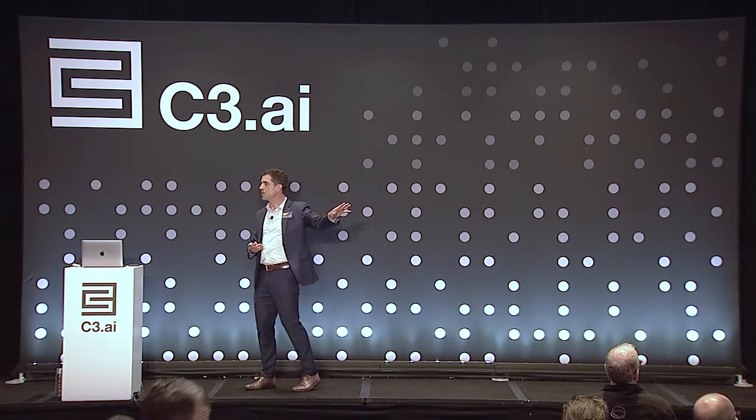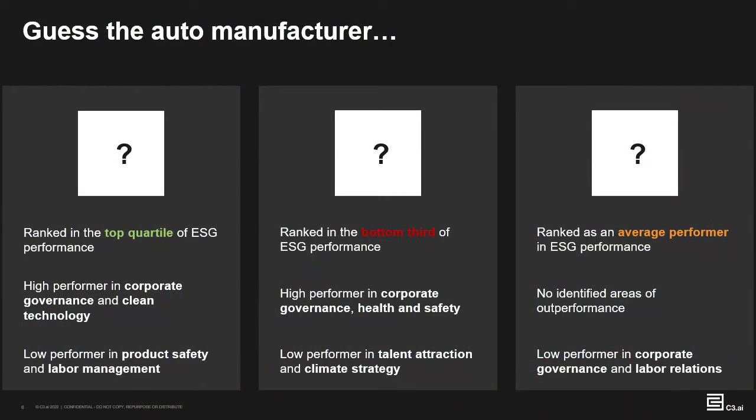The first company here was ranked in the top quartile of ESG performance, so a leader in the space. Really good performance on corporate governance, a good strategy around clean technology, but some concerns around the safety of their products. This is in the auto manufacturing industry, so issues around vehicle recalls and things like this, and some challenges around their relationship with their workforce, labor management.